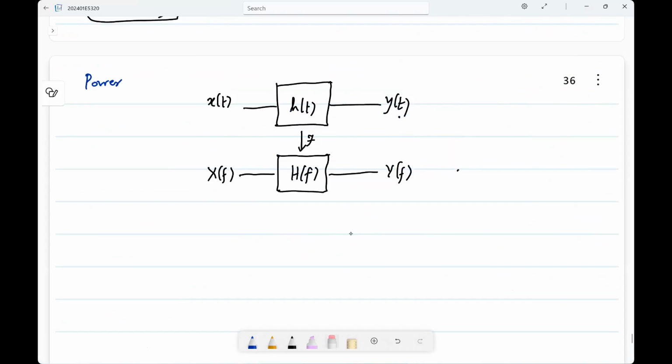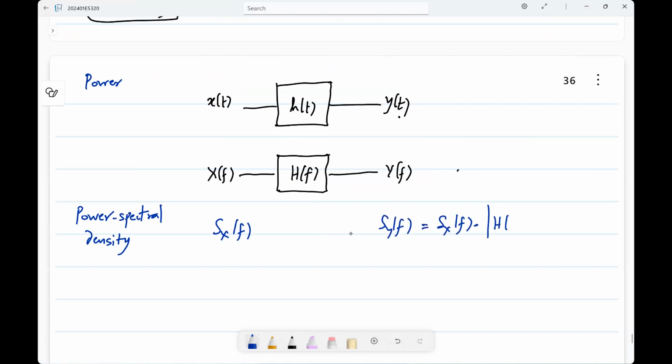This can always be done. Only thing is, for random processes, we cannot find x of t and y of t. Now, if you are working with power spectral densities, you have Sx of f, which is the power spectral density of x, and Sy of f, which is the power spectral density of y, and it turns out it is Sx times the magnitude squared of h.